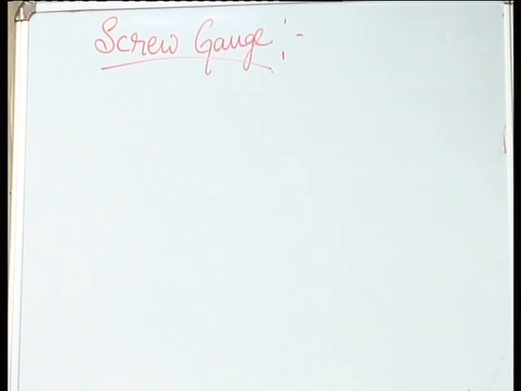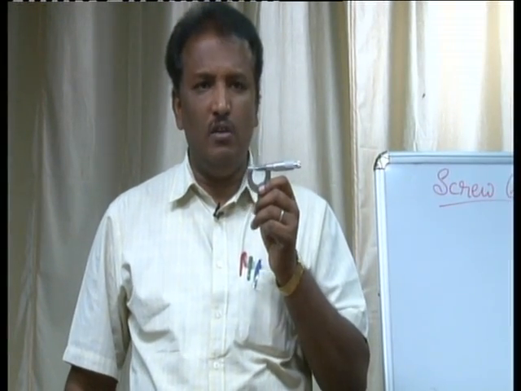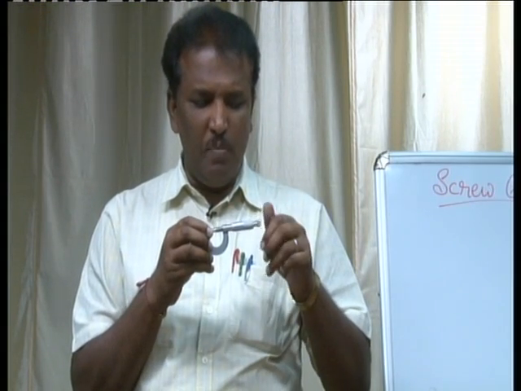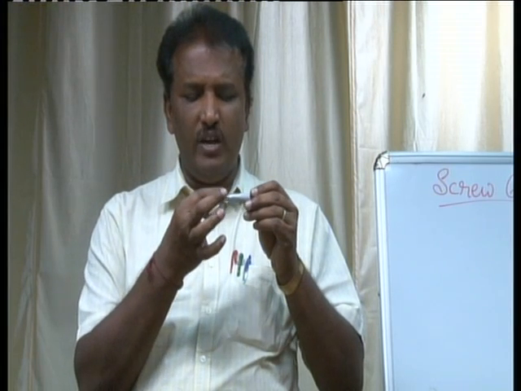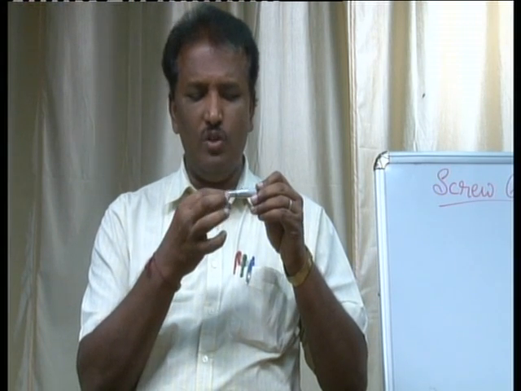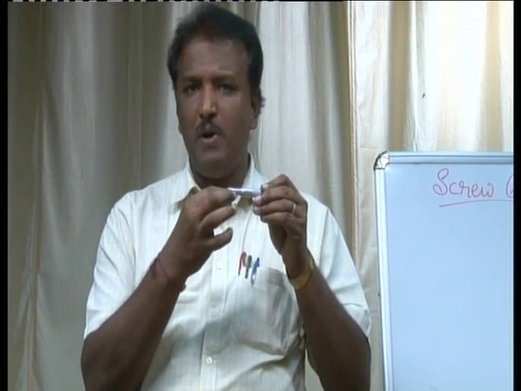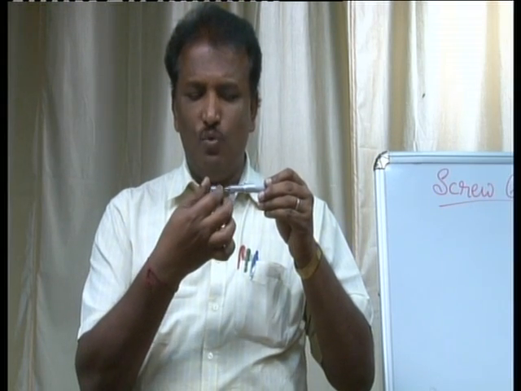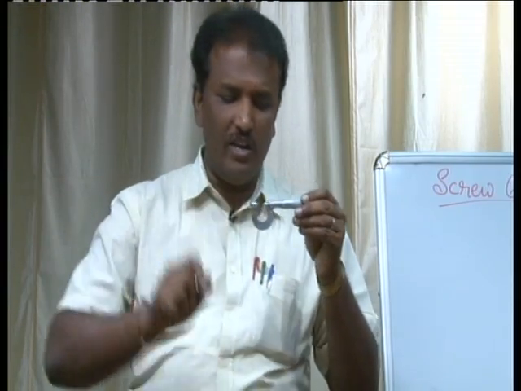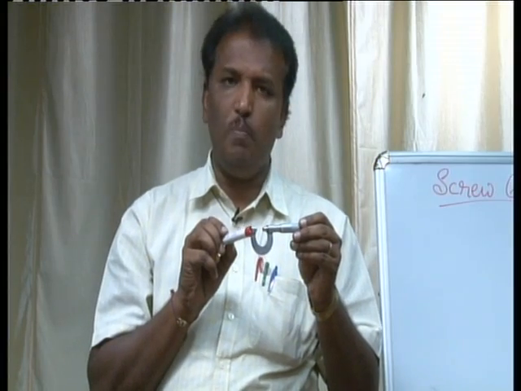Before going to know how to make use of the screw gauge, I will explain the different parts of the screw gauge by using an actual screw gauge. This is the screw gauge, or it is even called a micrometer screw gauge. I will explain the important parts very briefly. It consists of a U-shaped metallic frame, a metal in the form of a letter U, that is why it is called a U-shaped metallic frame. One end of the U-shaped metallic frame you can call an anvil or stud, or even a fixed plug.